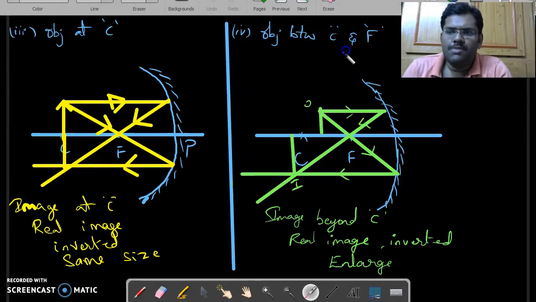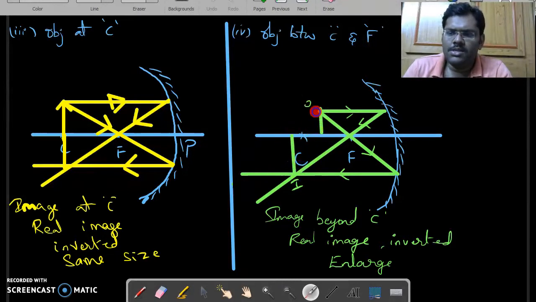When the object is placed between C and F, that is, between the center of curvature and the focus, the first ray passes parallel to the principal axis, passing through the focus, and the second one passes through the focus, parallel to the principal axis. Where the reflected rays intersect, we get an image over here.